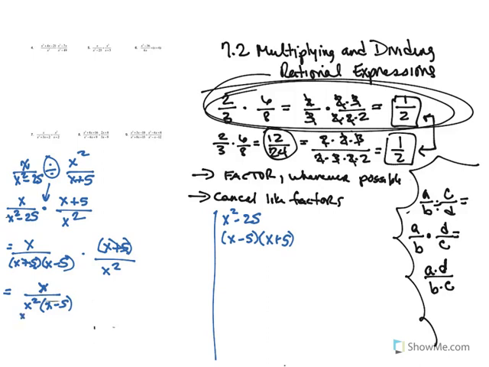Because remember, x squared means what? X times x. So x cancels with an x. So we're left with 1 over x times x minus 5. And that's the final answer. Okay. So we just cancel what we can, and that's it.